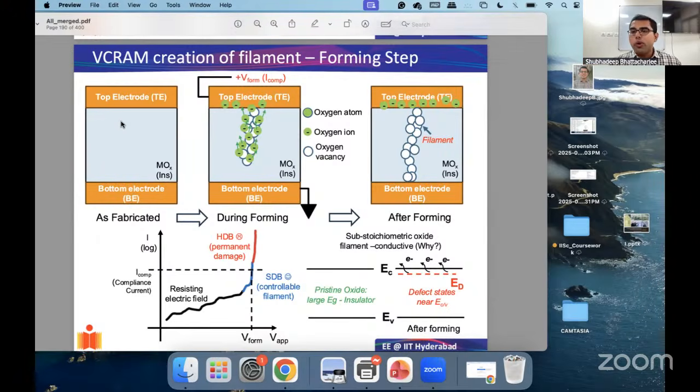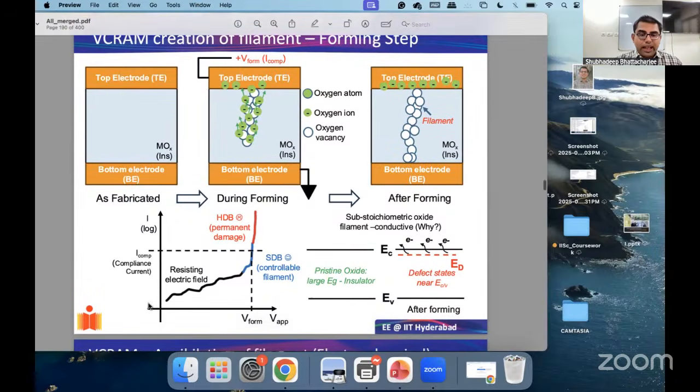So how do you create a controlled filament? The idea is by controlling the current that is used in the forming step. How the forming step is done is what is indicated over here. On the x-axis, you have your applied voltage, and on the y-axis, you have current in log scale. Essentially you start ramping up the voltage, and the device will initially resist the electric field. There will be very little current in the device, as you can see from the black curve.